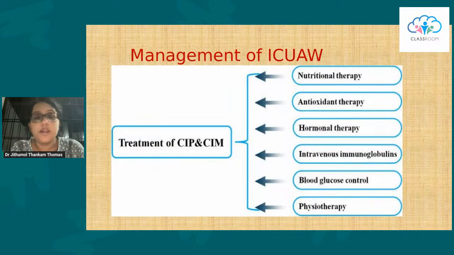And then, of course, you have nutritional therapy, antioxidant therapy, glutamine infusions, and human recombinant growth hormone therapy, which has also been studied. These are all newer things which are being studied. IV immunoglobulins, of course, blood glucose control, good physiotherapy. So basically you prevent it by taking care of the risk factors, and overall, a systemic evaluation and management.